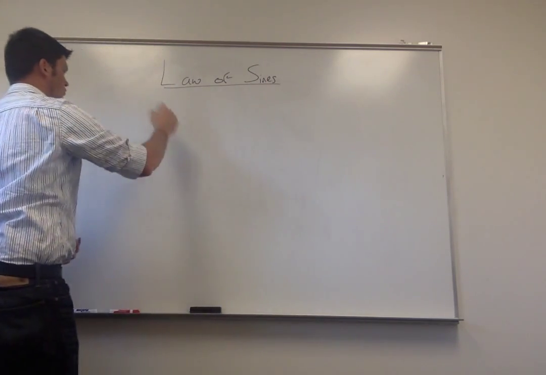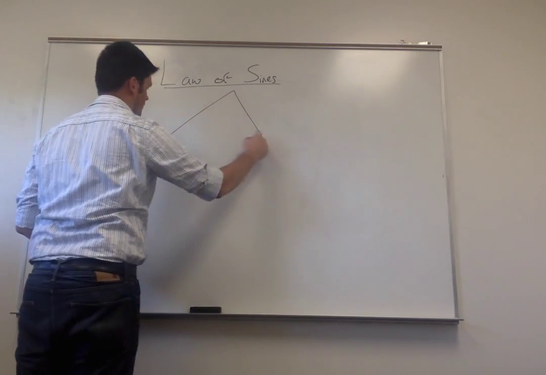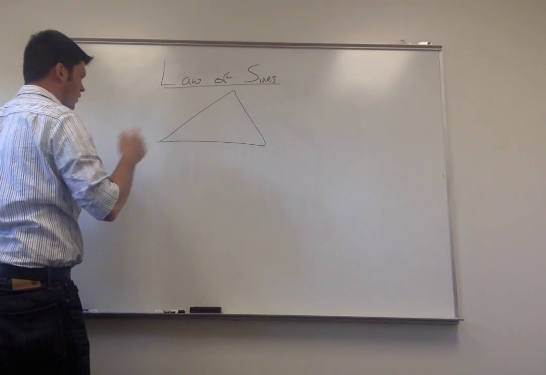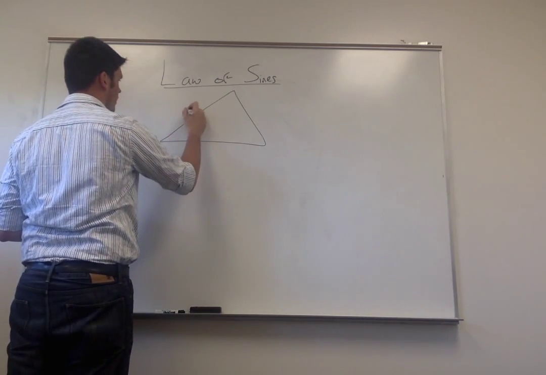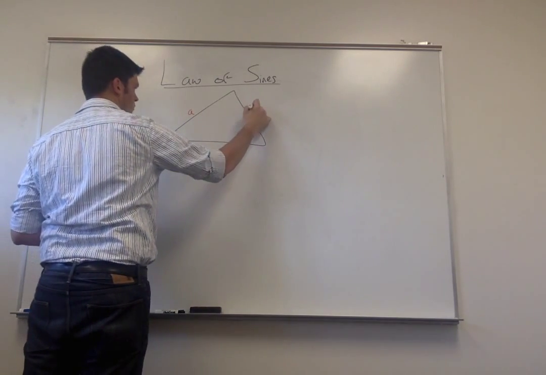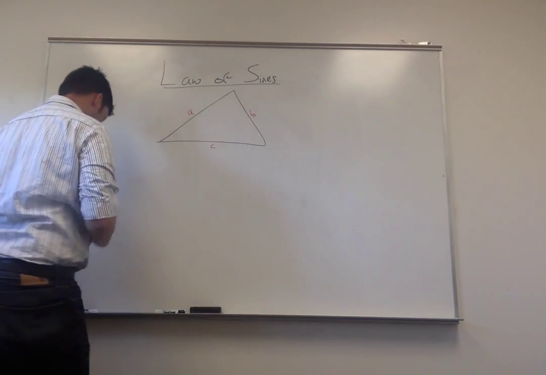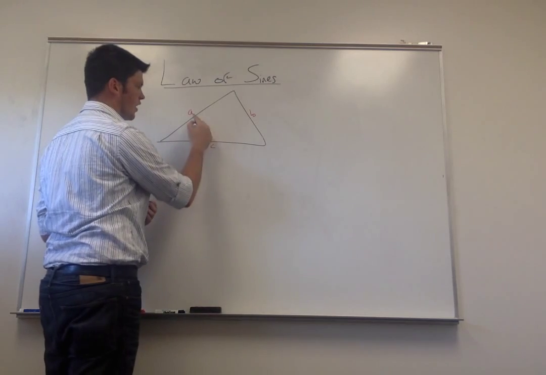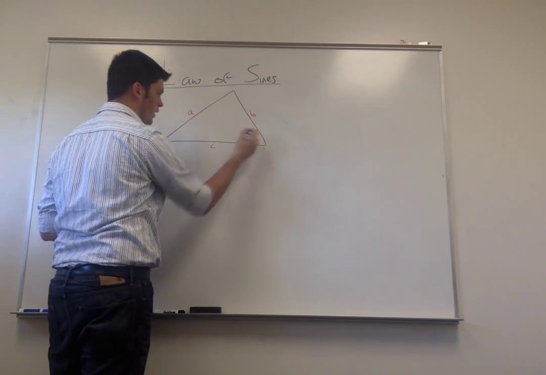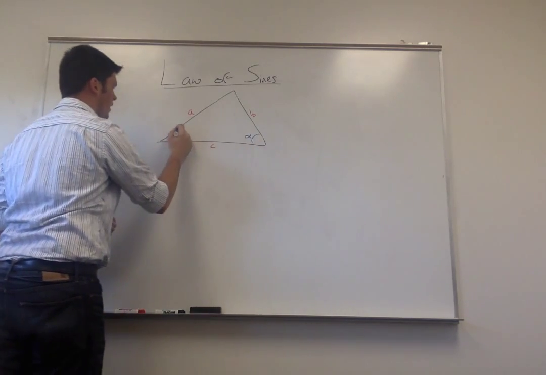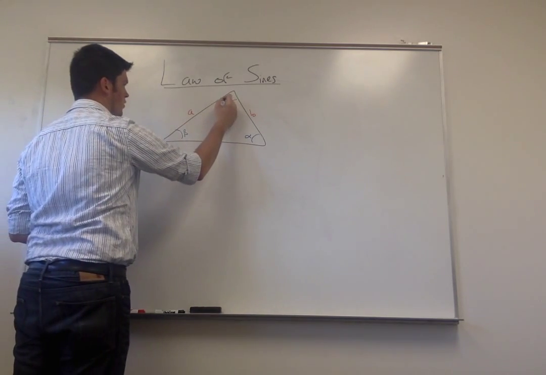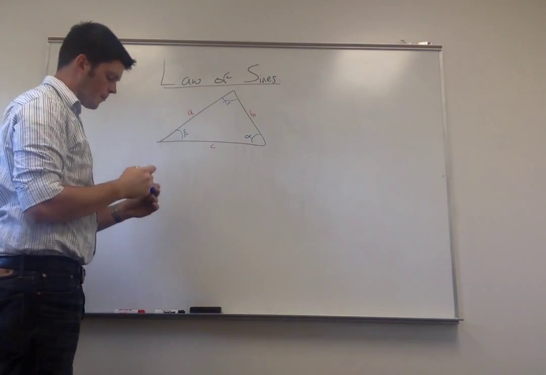So we're going to draw a triangle up here for now. Okay, so in our triangle, we have our three angles, our three sides, side A, B, and C. And then we have our angles. Opposite of side A, we have our angle alpha. Opposite side B, we have our angle beta. And opposite side C, we have our angle gamma.